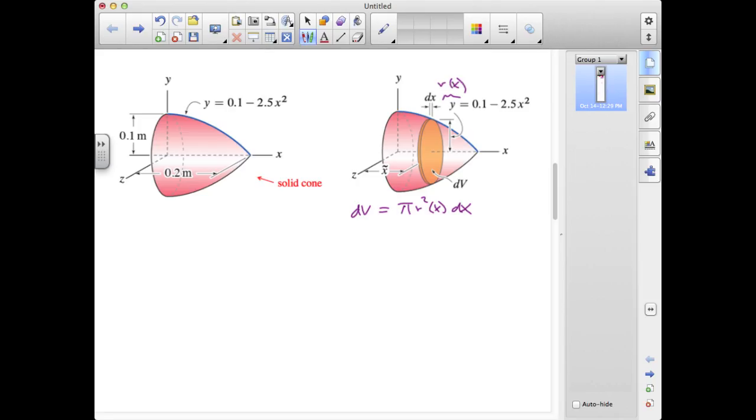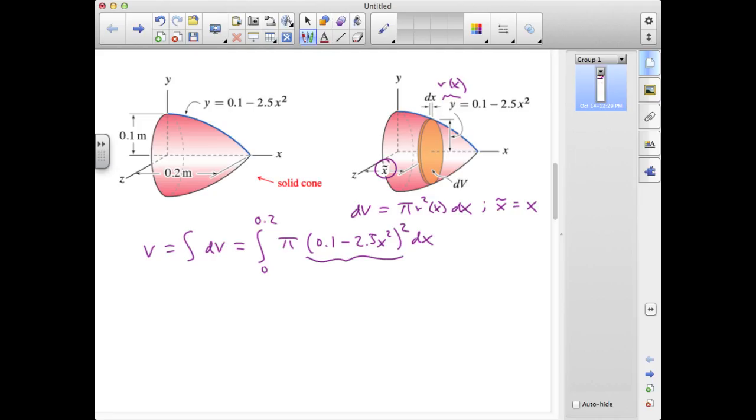It's also the case that every material point within that disk is at the same x position from the yz plane. So in this case, our x tilde, the center of the disk element, is just going to be equal to x. So our volume will be the integral over the x domain of dV. We're going to go from 0 to 0.2 meters. That's where we have the tip of the propeller. We have pi r squared of x dx, and so that's going to be pi times the integral of 0.1 minus 2.5 x squared, quantity squared, dx.